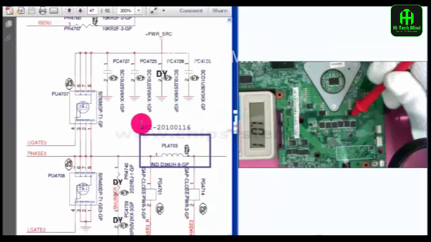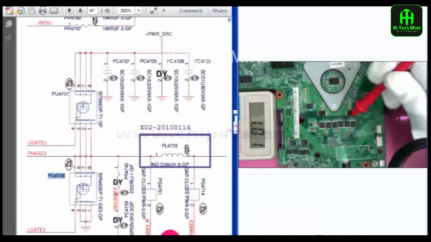Next, we will see the upper gate voltage and lower gate voltage. This is upper MOSFET PU4707. This is phase number 3. This is lower MOSFET PU4708. Look at the image. This is upper MOSFET PU4707 and this is the lower MOSFET PU4708. This is phase number 3. Both MOSFET gate driver signal coming from nearby the MOSFET gate driver IC. This is the MOS gate driver IC.